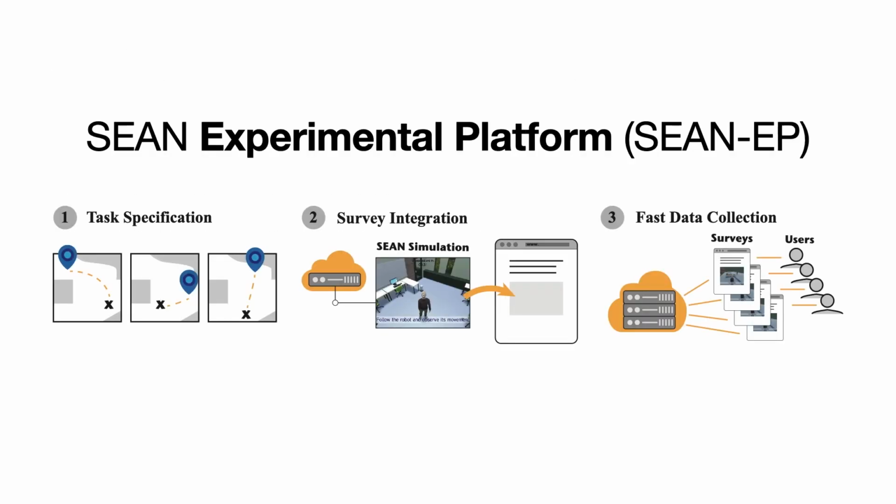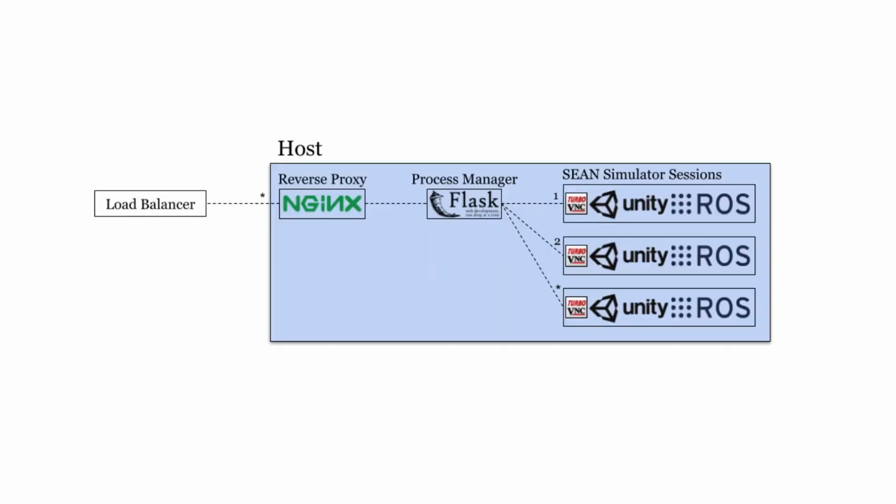Using Sean EP involves 3 key steps. First, experimenters specify tasks. In our case, these are A to B navigation tasks. Second, they integrate interactive simulations based on the task with online surveys. And finally, they collect data in parallel from multiple users. We did this using standard crowdsourcing platforms.